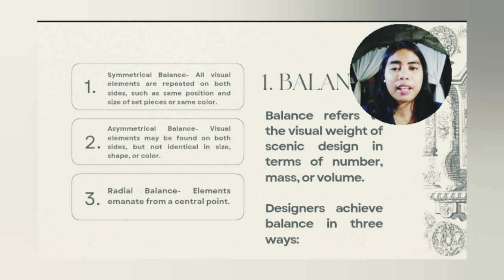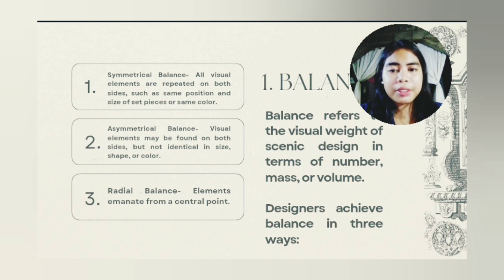First, let's tackle symmetrical balance. What is symmetrical balance? Symmetrical balance is when all visual elements are repeated on both sides, such as the same position and size of set pieces or the same color. So when you say symmetrical, it is everything that looks even and equal on both sides, like a mirror image.